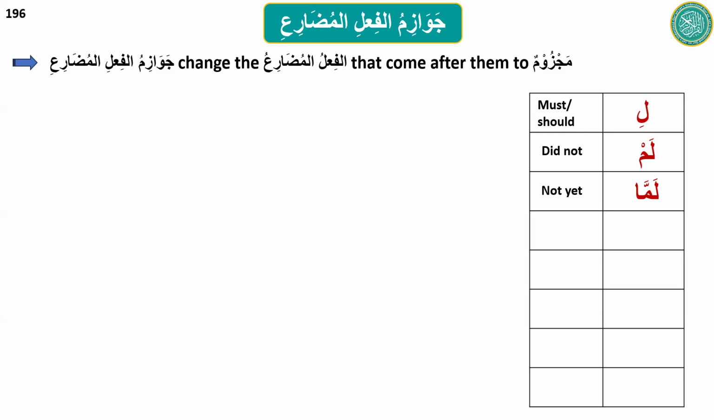La, do not. There is another la, a regular la, which is not la nahiya. It just means not. But this la is a special la. The other regular la does not make al-fi'l al-mudari' majzoom. No, it doesn't. Okay. But this la nahiya, which is used for forbidding something, do not do this, should not do this, please don't do this. If you want to say that, you use this la, which will make al-fi'l al-mudari' majzoom.